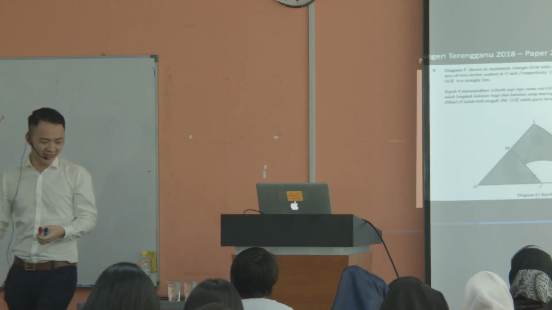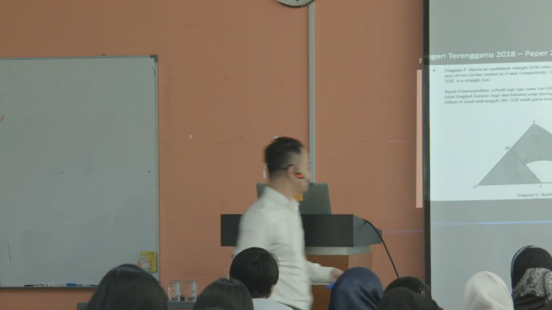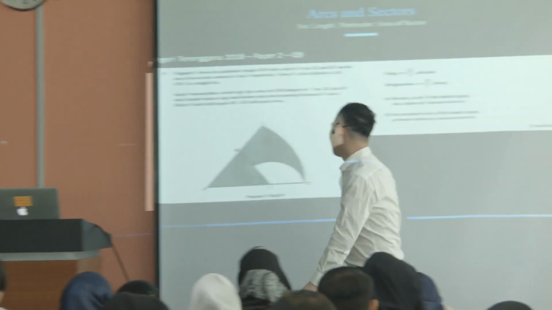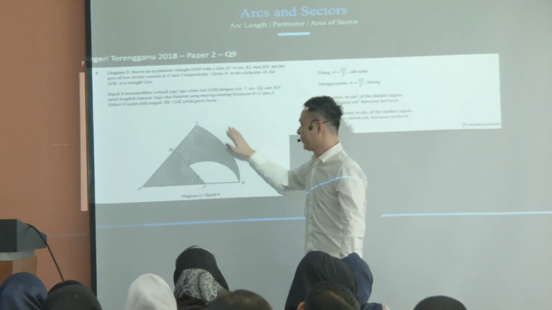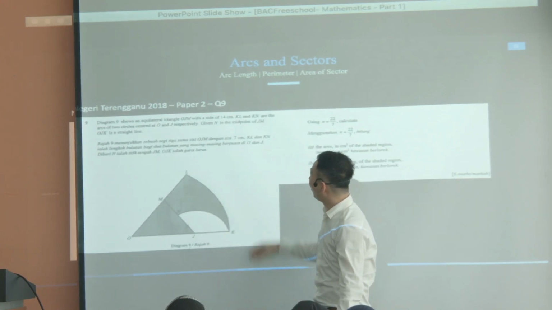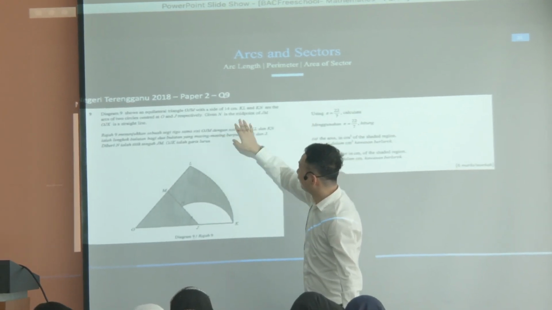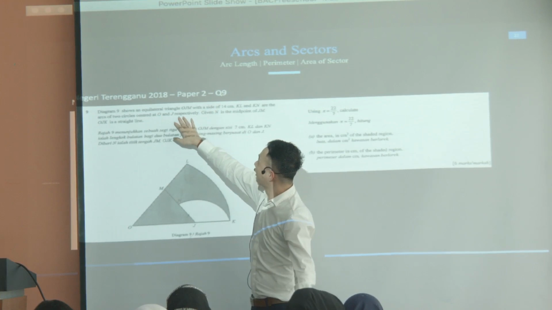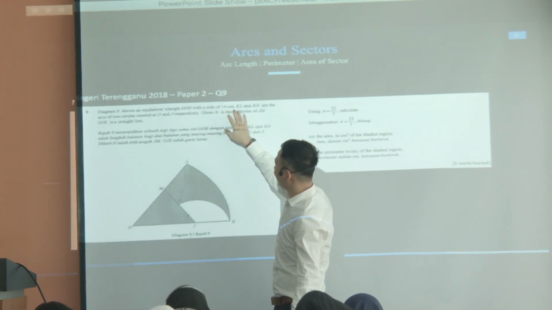Okay, so first one, they ask you to find the area of the shaded region. So in order to get the area of the shaded region here, basically you just need to minus this part. This area of sector actually is quite easy. You just need to minus this part. So over here, they will give you some information. They say equilateral triangle OJM with a side of 14.